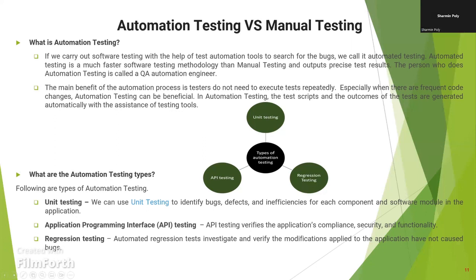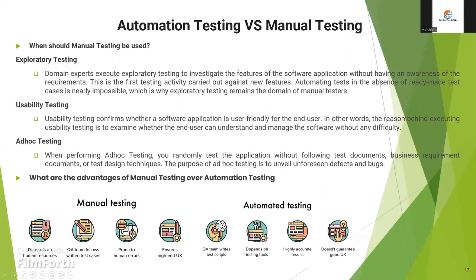So manual testing depends on what? Human and testing tools. And automation uses automation testing tools, right? So manual depends on human resources and automation depends on testing tools, right? Some of the things are the same, like we use ad hoc testing for both manual and automation. And the QA team follows written test cases in manual testing, right? But in automation testing, they follow the test script, right?